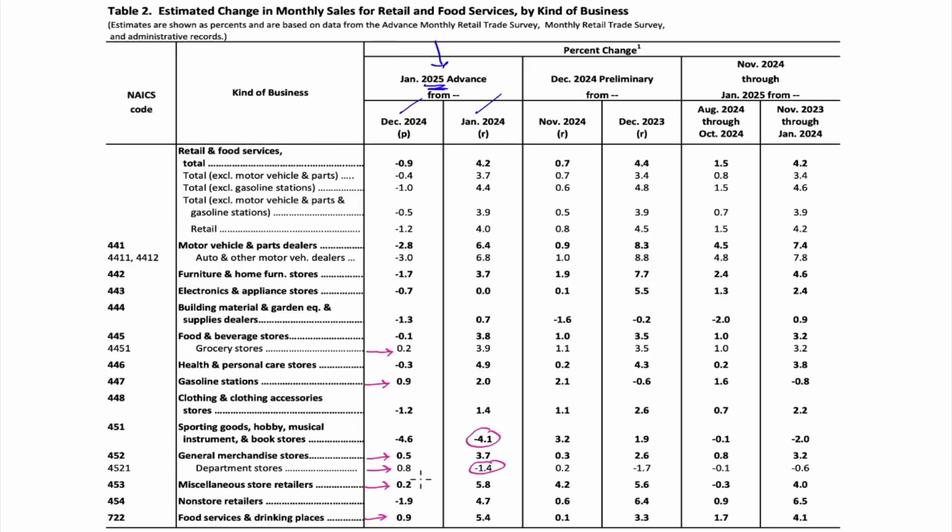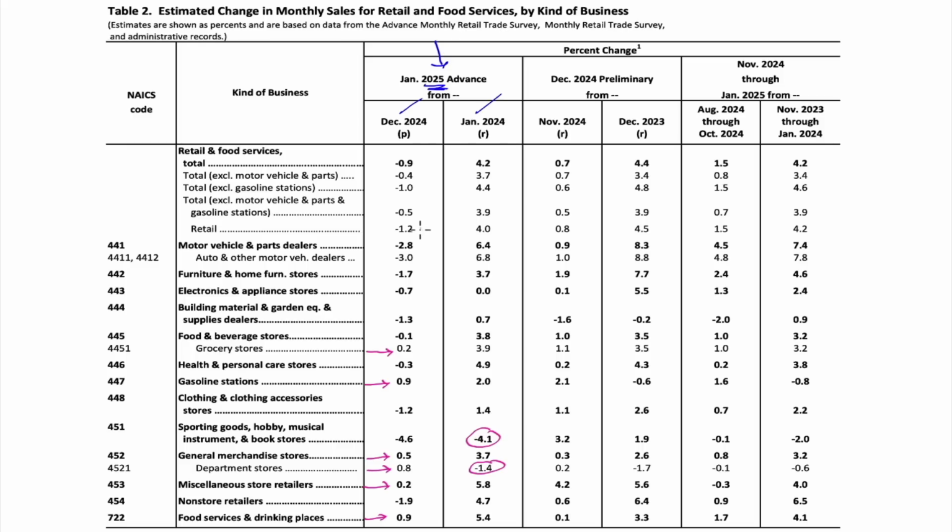Miscellaneous stores, 0.2. And food services and drinking places, 0.9. Everything else was negative. The total, negative 0.9. Excluding motor vehicles and parts, negative 0.4. Excluding gasoline stations, negative 0.1. Excluding motor vehicles and parts and gasoline stations, negative 0.5.